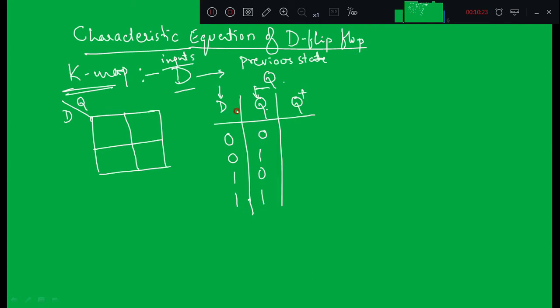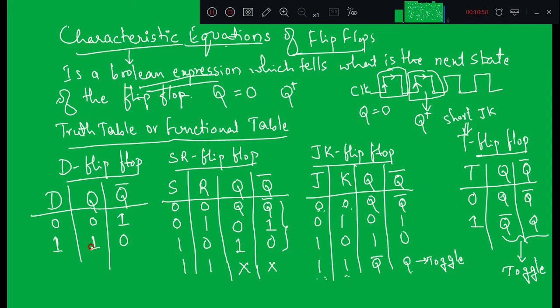Now to fill this last column, the next state column, this state is called the next state, right? So this is the normal input, and this q is the previous input, and this is the next state output. To fill this last column, you have to refer back to the functional or truth table of the D flip-flop, right?